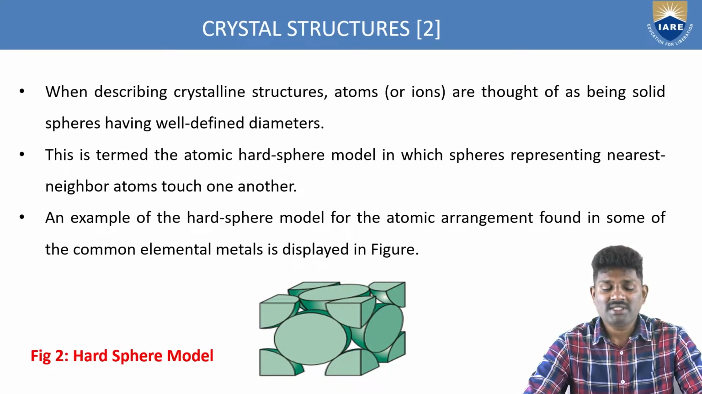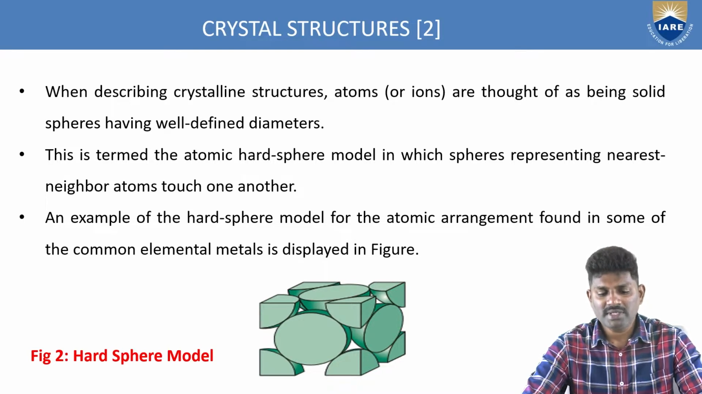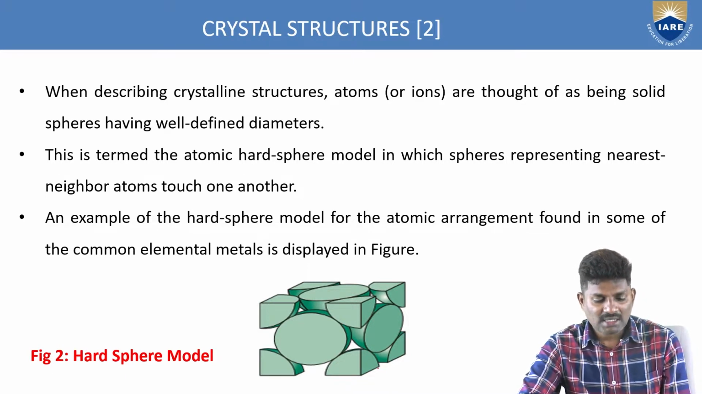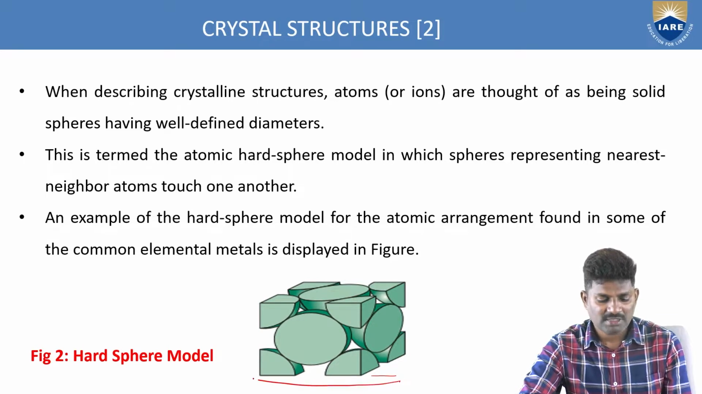Now, while describing the crystal structure, what we are trying to do is take some atoms as solid spheres. By taking a solid sphere, we can easily explain what type of bonding or what type of cubic structure we have. Suppose in this case we take a hard sphere model. So we are considering a hard sphere model.